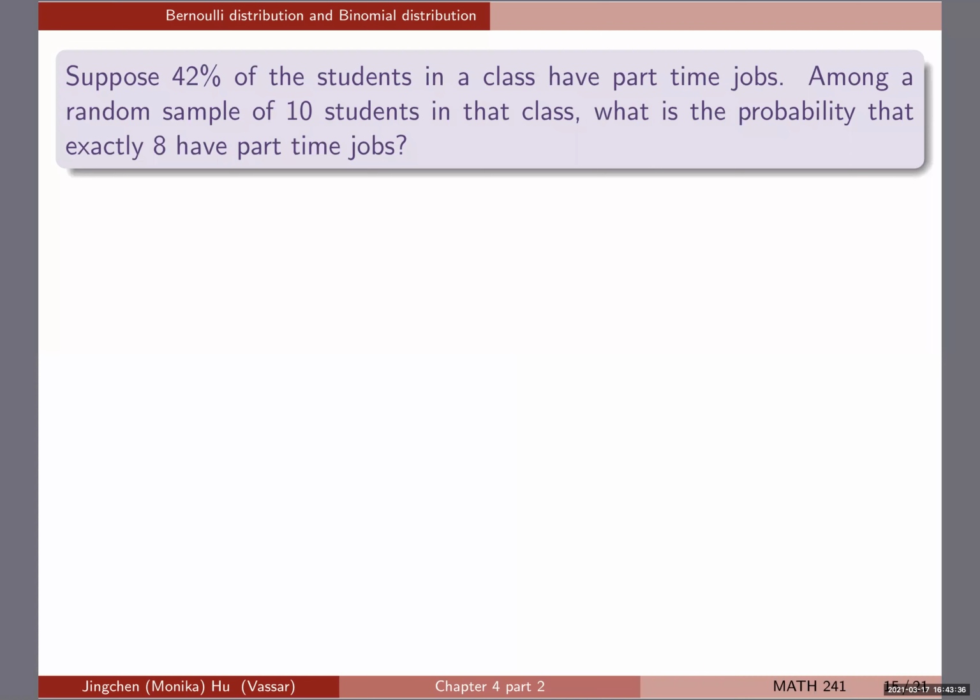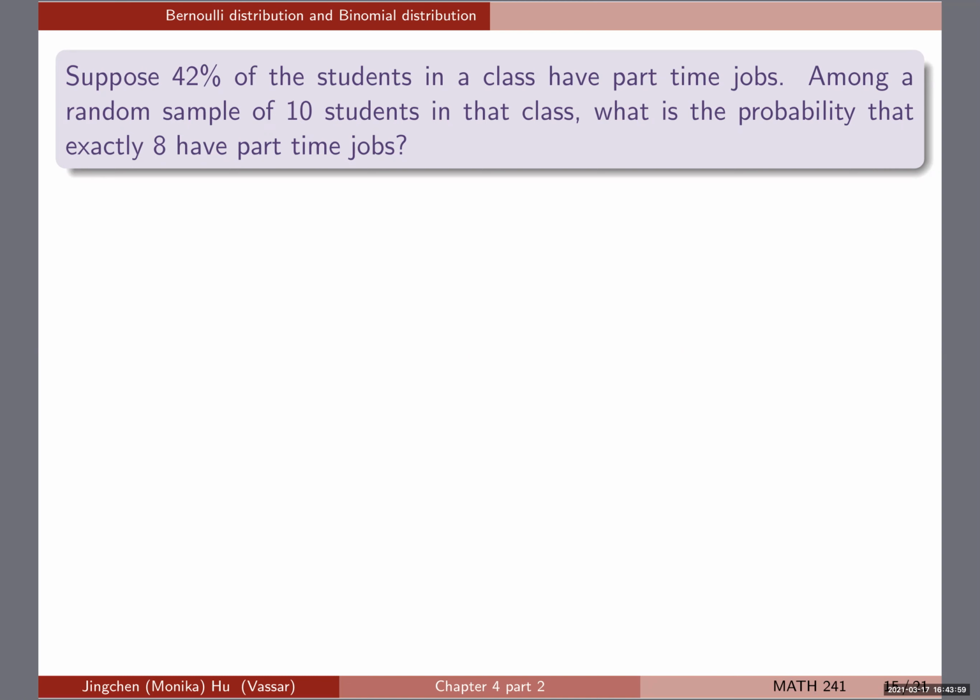All right, let me talk about one more example just to highlight how important it is to check the conditions when you're using the binomial distribution result, okay? Suppose 42% of the students in the class have part-time jobs. Among a random sample of 10 students in that class, what is the probability that exactly 8 are going to have part-time jobs? Okay, so n equals 10.